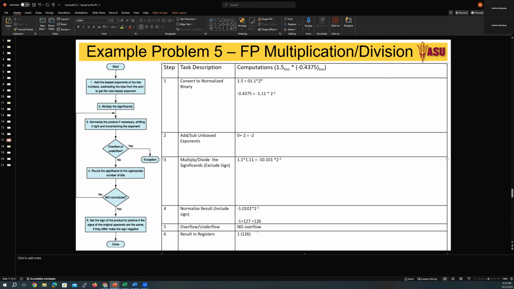And our mantissa, or our fraction, is going to be everything after this point. So it's going to be 0101. And we're going to fill it with zeros until you get to the 23 bits.